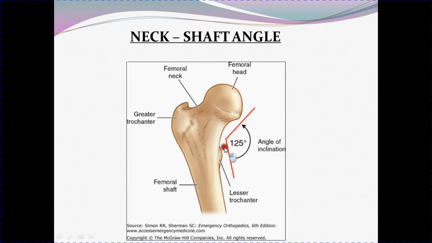Now we said that the neck meets with the shaft and it forms an angle of about 125 degrees. This angle helps the femur to stay away from the pelvic bone and makes it easier for the person to walk. This is called the neck shaft angle and it is about 125 degrees.